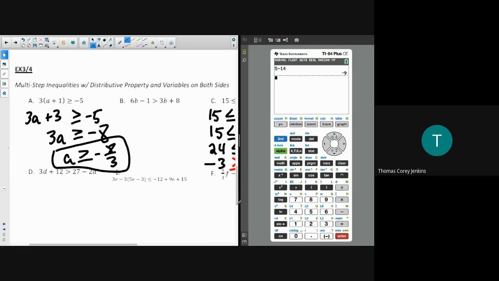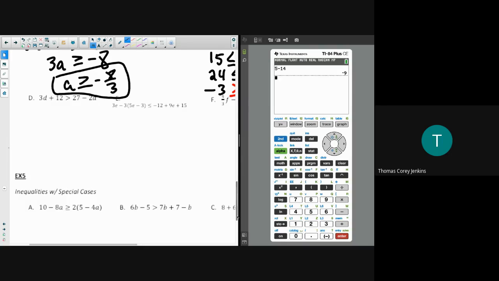So I'm skipping down to E. So it says 3E minus 3 times the quantity, 5E minus 3, is less than or equal to -12 plus 9E plus 15. I'm throwing about the kitchen sink at you here. So distributing first over here would give me, remember I'm distributing a -3, 3E minus 15E plus 9. Might want to pause and think about how I did all that.